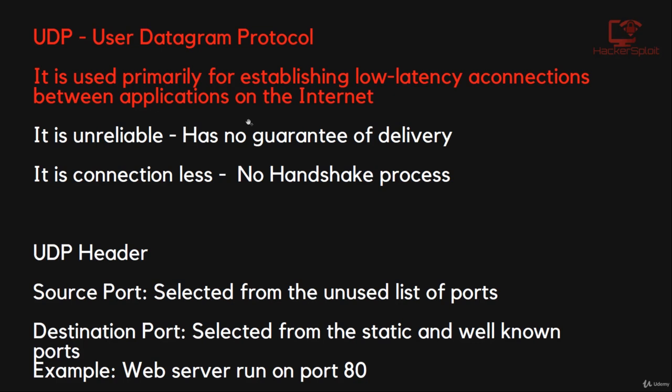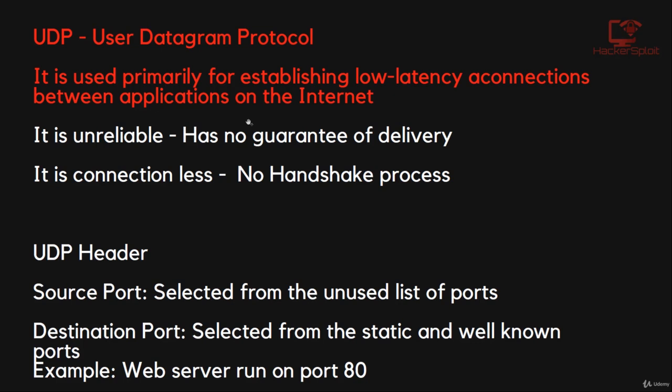We'll be looking at the three-way handshake when we talk about TCP, the Transmission Control Protocol, but for now just understand that UDP is essentially used for establishing low latency connections between applications on the internet. The great thing about it, as I said, is that it is firstly connectionless, in the sense that there is no handshake process, and secondly, it is extremely fast. When it comes down to its disadvantage, it is very unreliable in the sense that you have no guarantee whether or not the packets will be delivered to their destination.